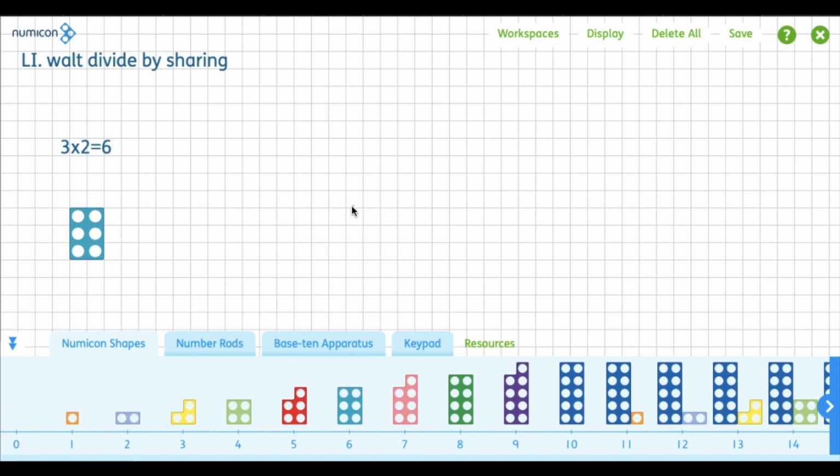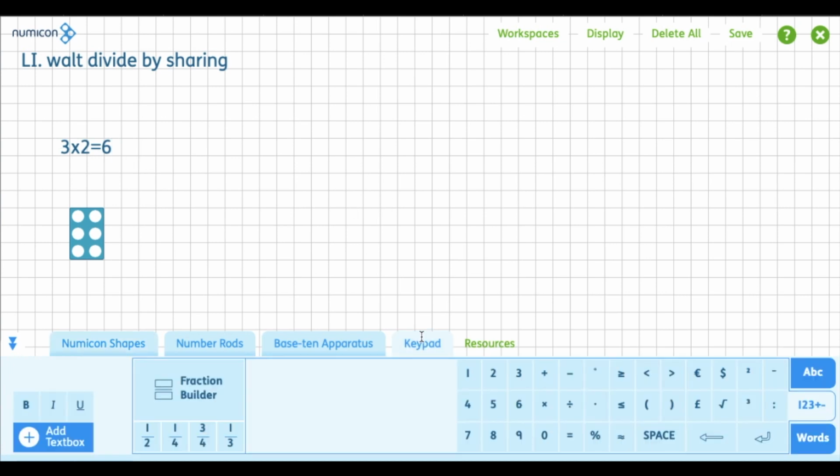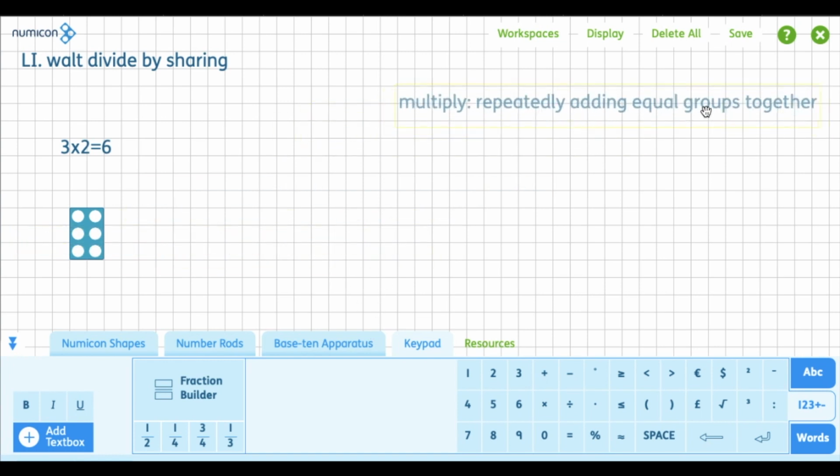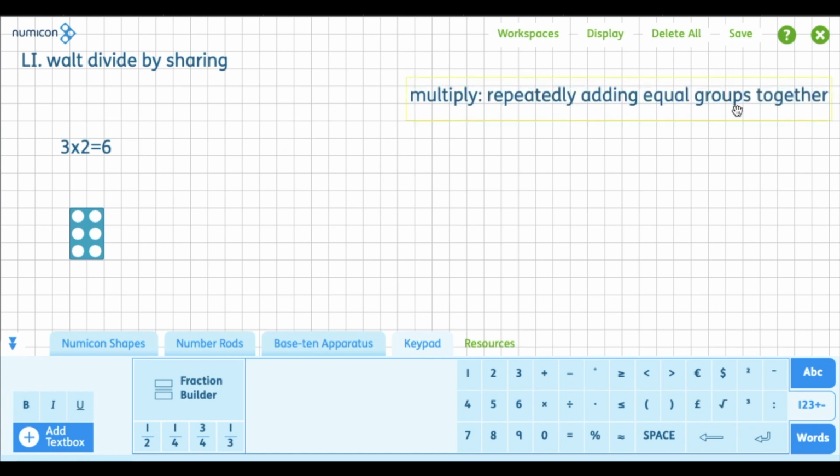Now, when we multiply, we are repeatedly adding equal groups together. Okay, so that's what we're doing. We had 3 groups of 2 and we were adding them on top of each other, right?